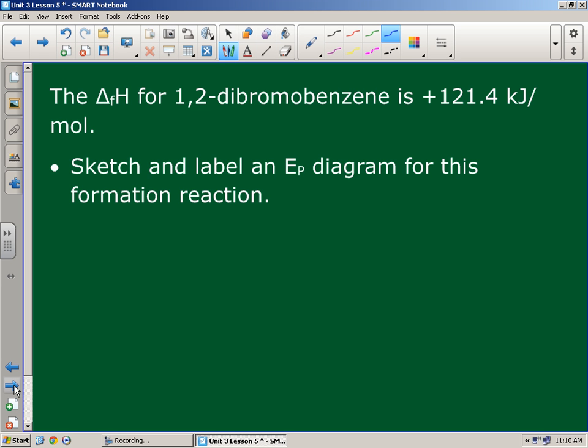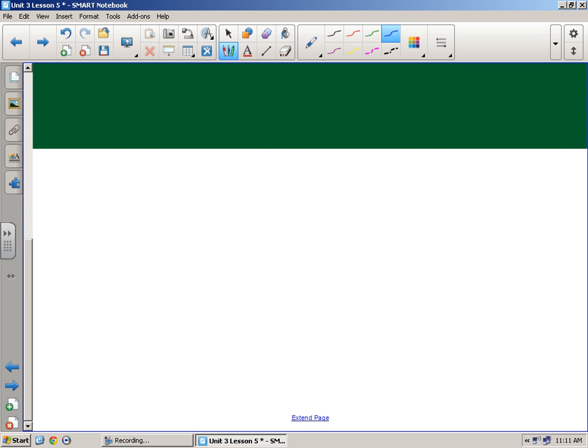All right. The delta heat of formation for 1,2-dibromobenzene is 121.4 kilojoules per mole. Sketch and label a potential energy diagram for this formation reaction. I need to have a balanced chemical equation for the formation of 1,2-dibromobenzene. If I want to make a formation, sure, I can do that, but I need to know what dibromobenzene looks like.